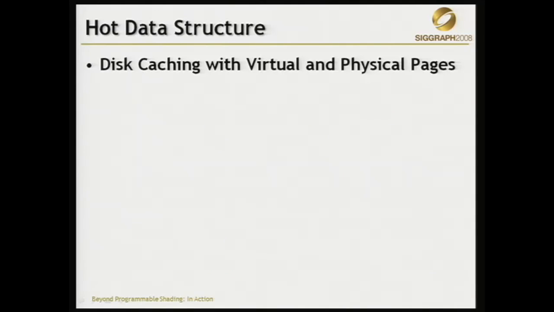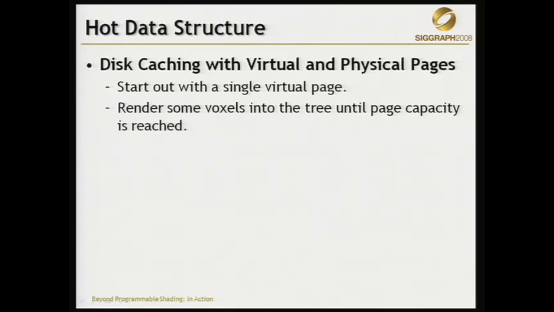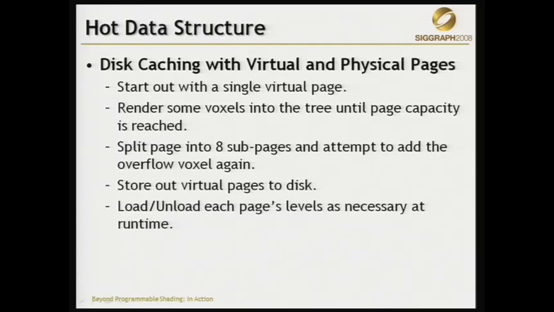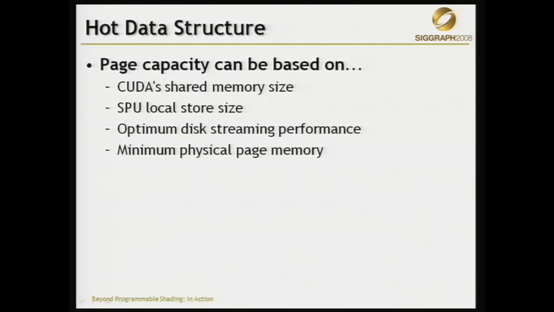Now, the virtual pages are organized in an octree, and each page is itself an octree. So from scratch, start with a single page and add voxels to it until it reaches a capacity. Then split that page into 8 subpages and attempt to add the overflow voxel again. Then at runtime, you only load as many levels of a page as necessary. The capacity is flexible and can be derived from practically any parameter, including the ones listed here.